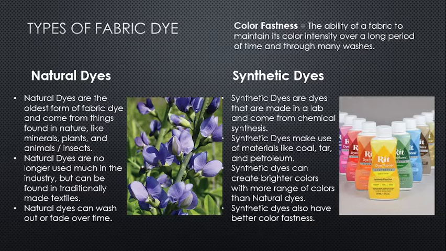These are dyes that are made in a lab and come from chemical synthesis. Synthetic dyes make use of materials like coal, tar, and petroleum. Synthetic dyes can create brighter colors with a much wider range of colors than natural dyes. Synthetic dyes also have better color fastness. The image on the right shows a line of commercial dyes that you can buy to dye fabric at home.